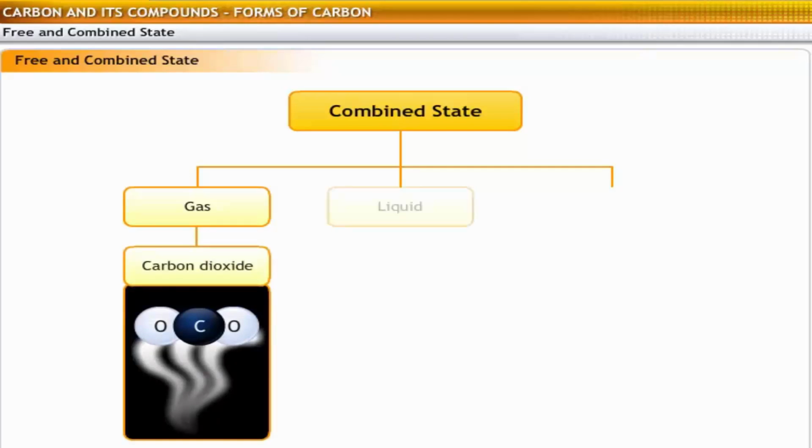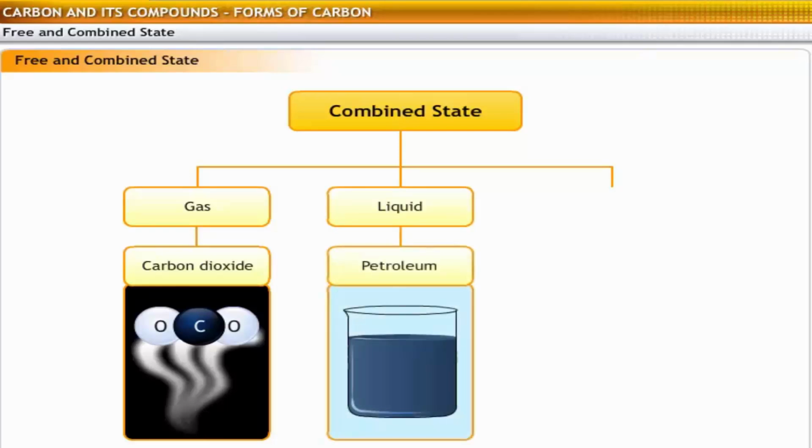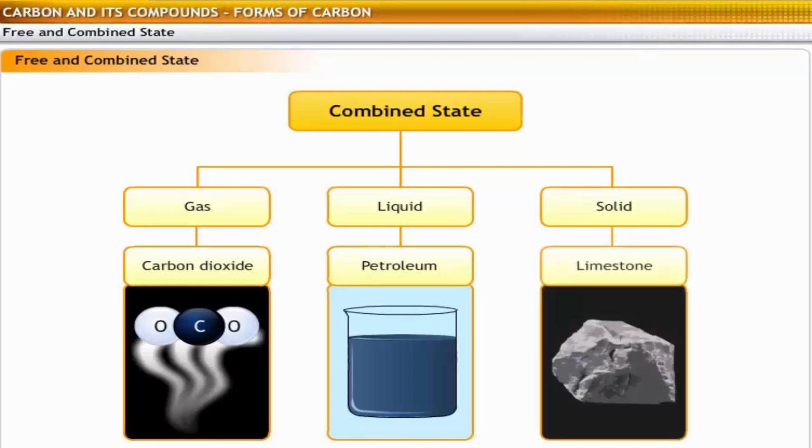Carbon can also take the form of a liquid in the combined state, for example, petroleum and vegetable oils. In the solid form, carbon occurs in ores such as limestone, magnesite, dolomite, and calamine.